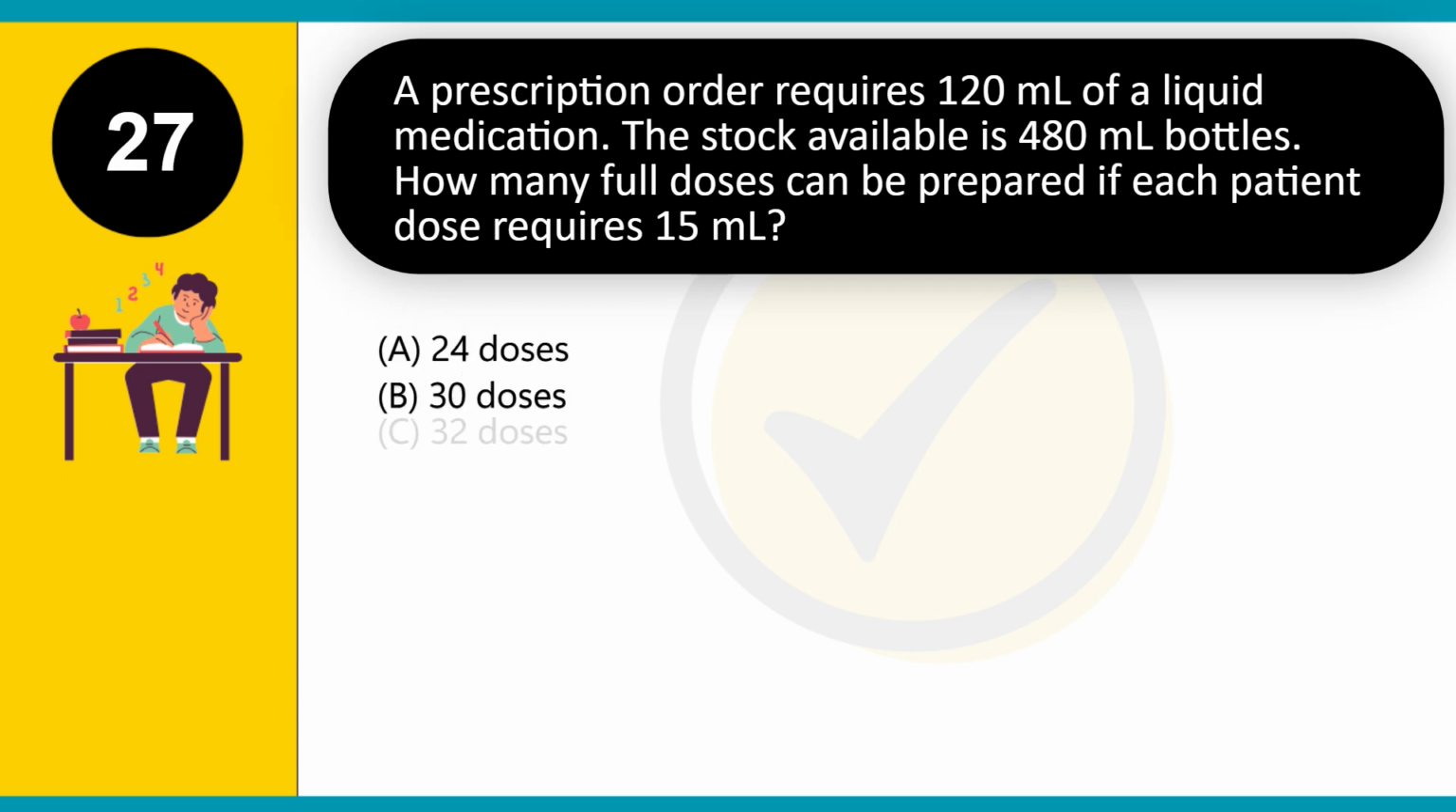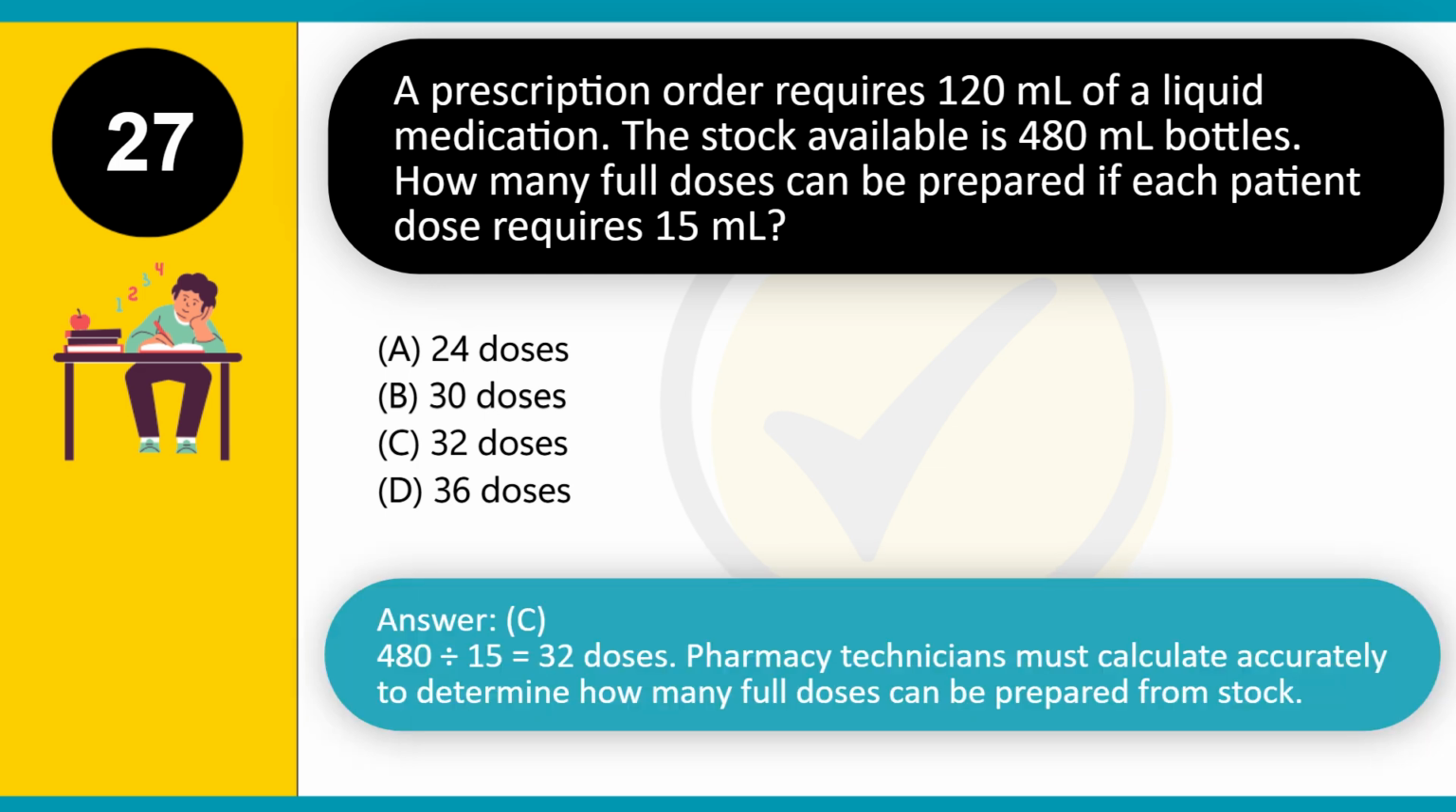A prescription order requires 120 milliliters of a liquid medication. The stock available is 480 milliliter bottles. How many full doses can be prepared if each patient dose requires 15 milliliters? A. 24 doses. B. 30 doses. C. 32 doses. D. 36 doses. Answer, C. 480 divided by 15 is equal to 32 doses. Pharmacy technicians must calculate accurately to determine how many full doses can be prepared from stock.